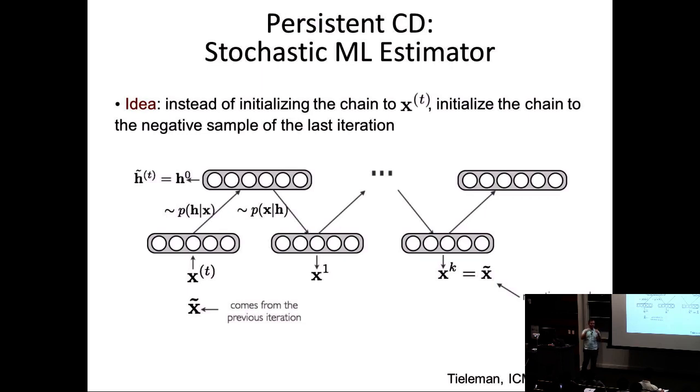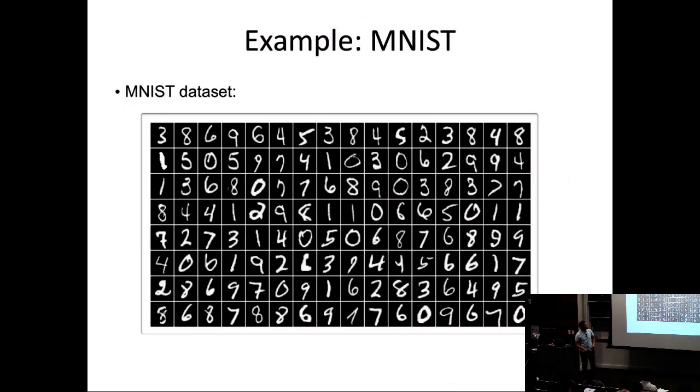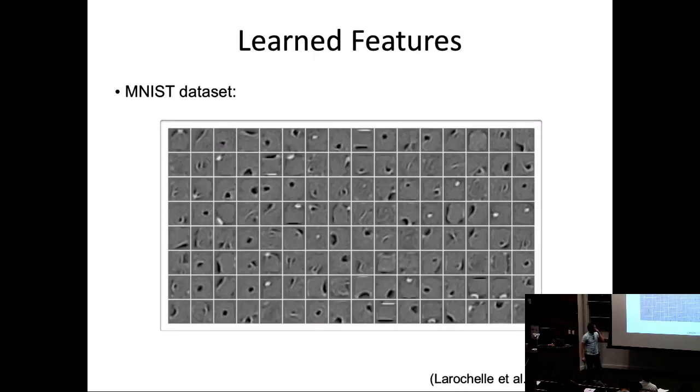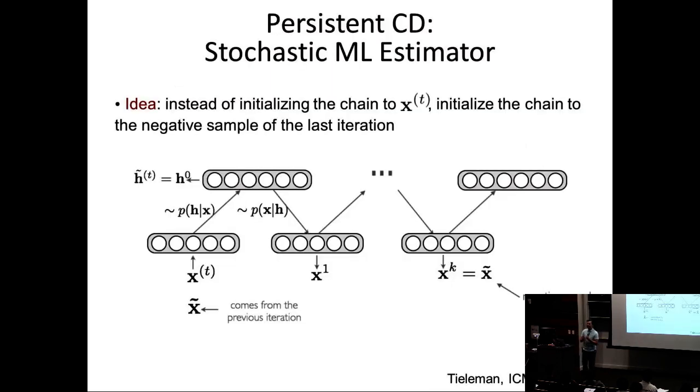Because typically if you reinitialize your chains to the data, the negative samples you get kind of look like data. Here your negative samples could look like something arbitrary. So typically you have to reduce your learning rate substantially in order to be able to learn this model. So here's what the MNIST dataset looks like. This is what you can learn using contrastive divergence. These are the kinds of features that you can learn. And with persistent contrastive divergence, if you actually sample from the model, you can get realistic looking images. In fact, if I go back, how would I sample from the model?